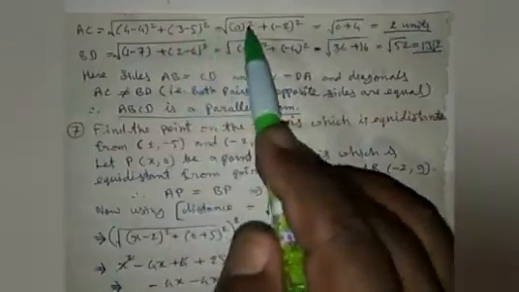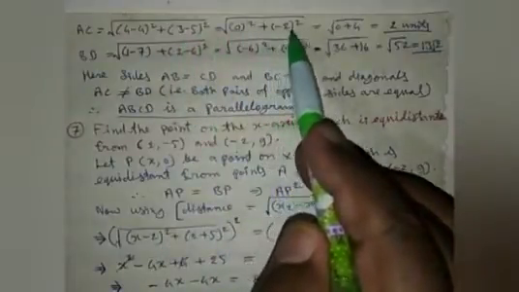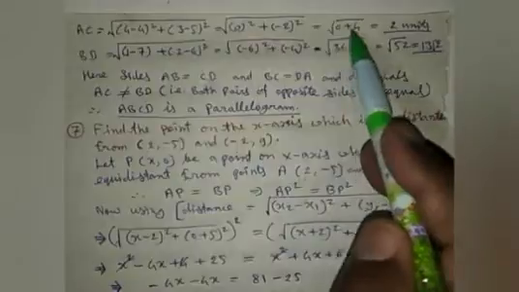Now diagonals, AC is equal to under root (4 minus 4) whole square plus (3 minus 5) whole square, which is equal to 0 plus (minus 2) whole square. So it is equal to 0 plus 4, that is equal to 2 units. And BD is equal to under root (1 minus 7) whole square plus (2 minus 6) whole square, that is equal to under root (minus 6) whole square plus (minus 4) whole square, which is equal to under root 36 plus 16, which is equal to root 52, that is equal to 2 root 13 units.